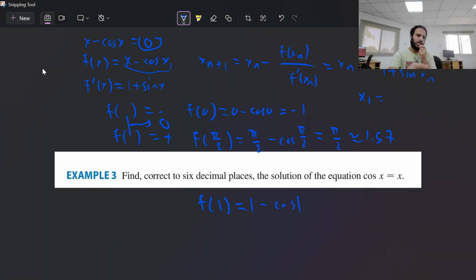So we know that our solution is between 0 and 1. Now it's better, right? Before it was between 0 and 1.57. So now it's easier to choose something between 0 and 1. You can choose 1 itself if you want. Okay? Let's choose 1 to solve as the book does, okay?